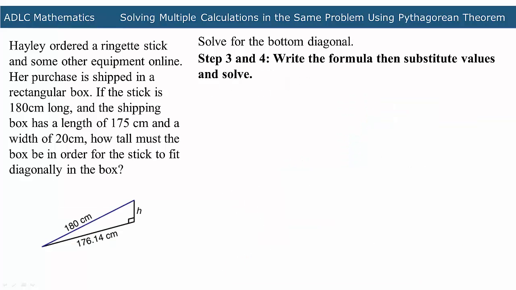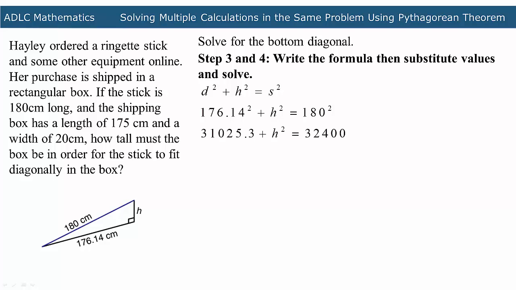Write the formula, then substitute values and solve. Write the Pythagorean theorem equation using the terminology from the problem. The diagonal D squared plus the height H squared is equal to the stick, S squared. Substitute the values from the problem into the equation. Find the square of the values, which results in an equation of 31,025.3 plus H squared equals 32,400.